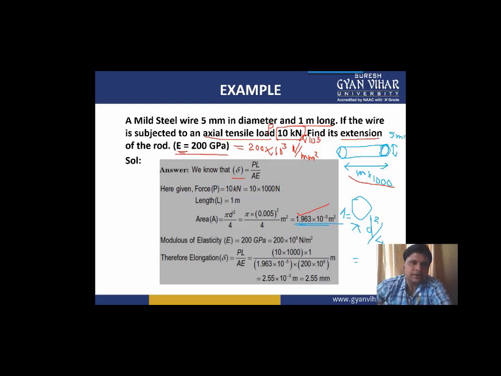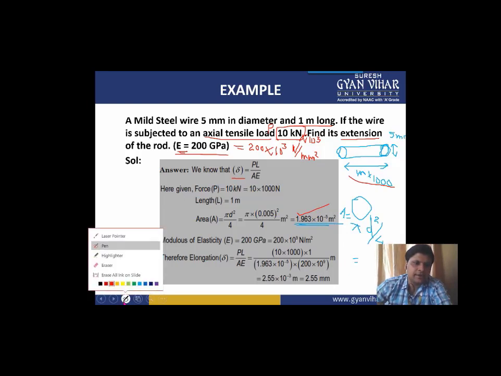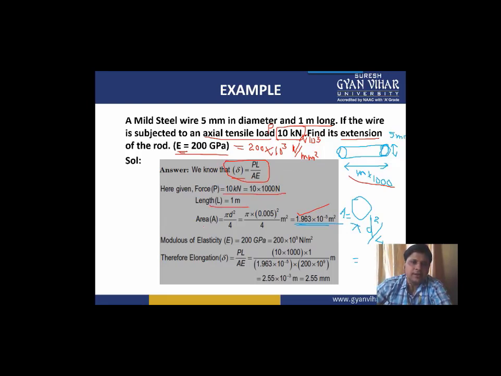So the extension of the rod, again the formula is PL by AE. Put all the values: force P, length L, the area we have calculated, and the modulus of elasticity, all units changed. Finally you will get the value in mm as 2.5. 2.5 mm will be your elongation, which you will get after calculating it. 2.55 mm is the value which you will get after doing this.